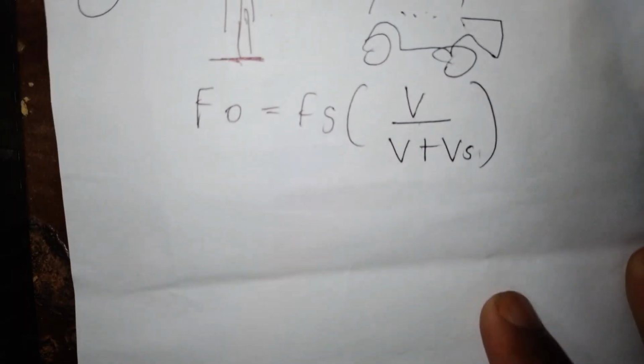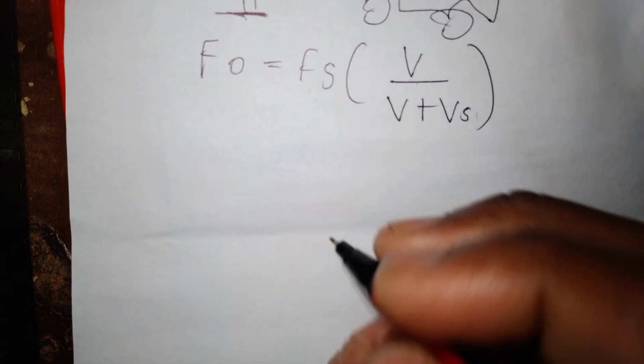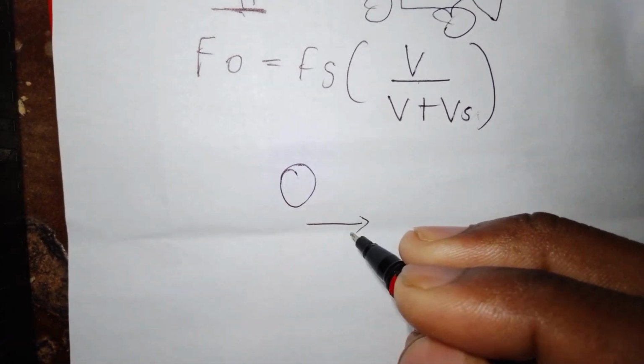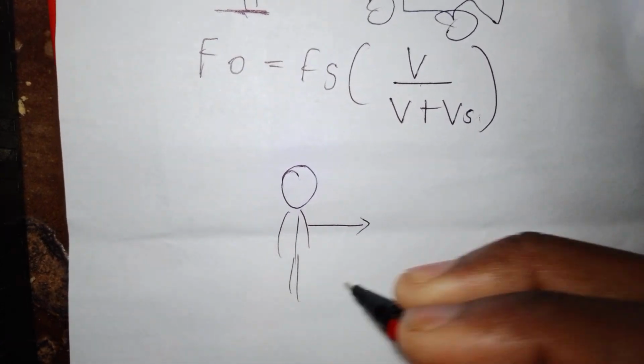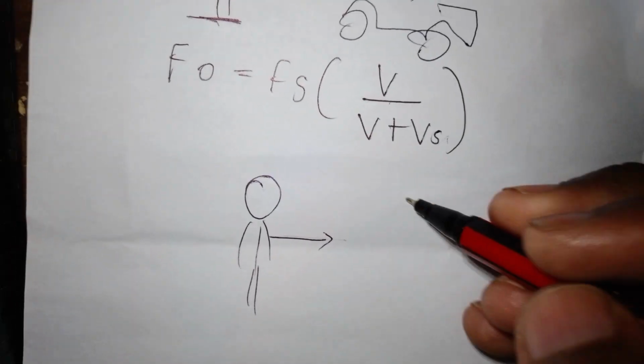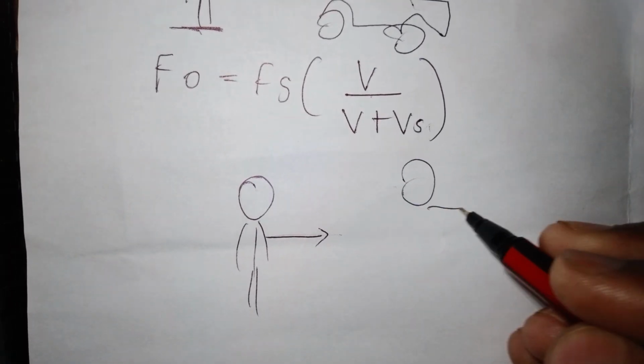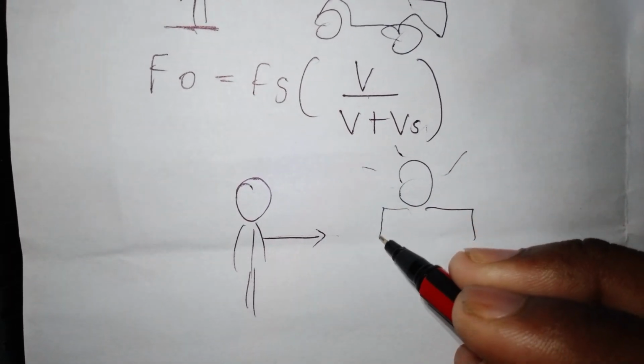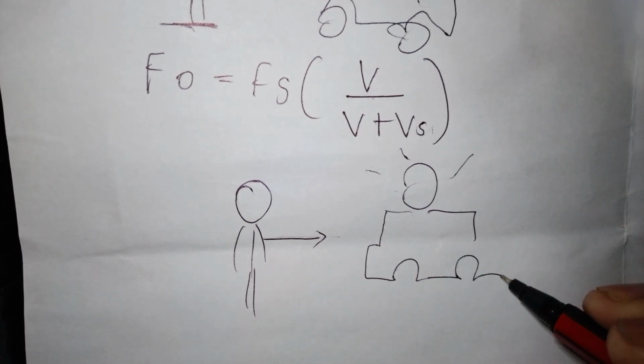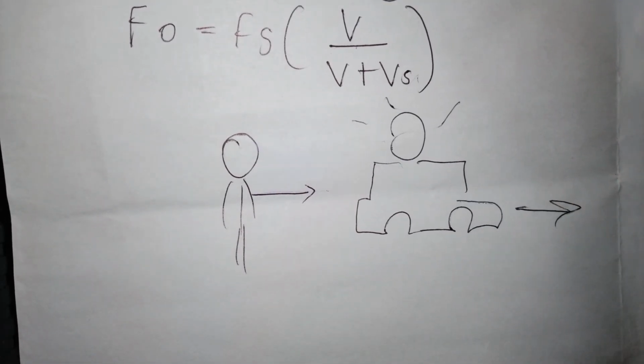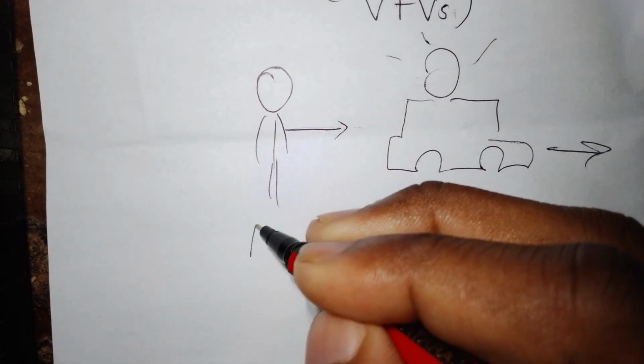Now imagine we have a different scenario, where the person is moving to the source. Don't memorize this formula, just understand the concept. The person is moving to the source, then the source, this car, is also moving away from him. So we write down our general formula.